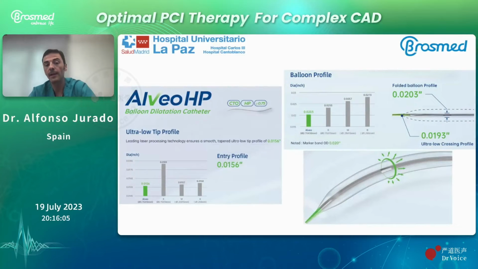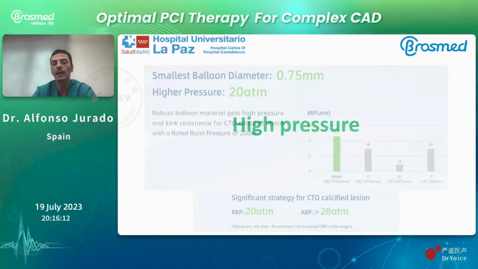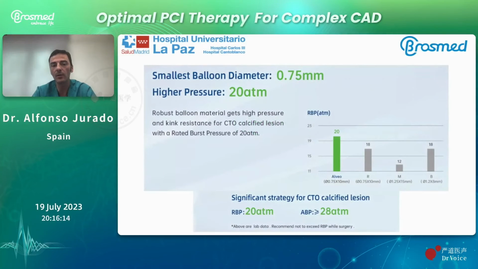And also, the good point is the combination of this crossability and the high pressure you can achieve with this balloon. You can go up to 20 atmospheres. Probably in the first balloon we went a little bit superior with the pressure, 24, 25, and we ruptured the balloon without any complication.